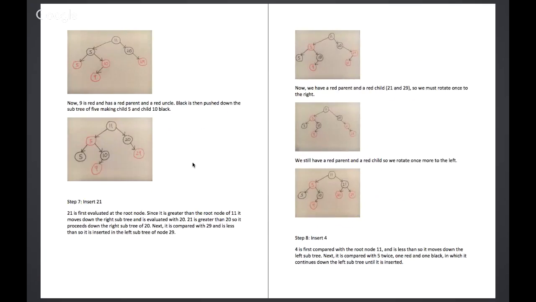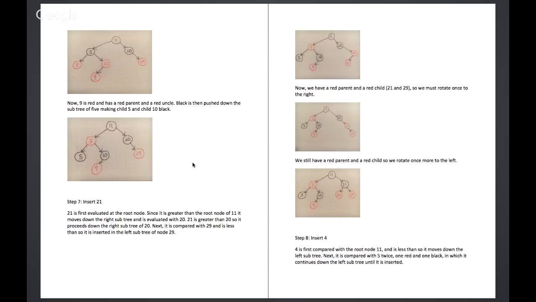So now we have a red child and a red parent. As we've seen, this is an issue. So what happens is that the black 5 pushes the black color down the tree, and now all the criteria of our RB tree is met.